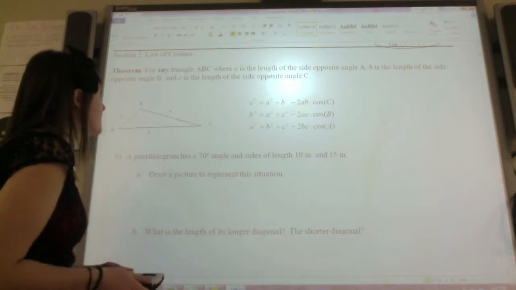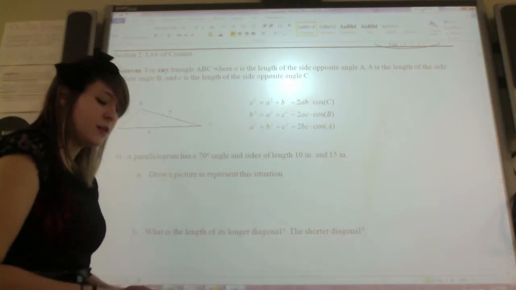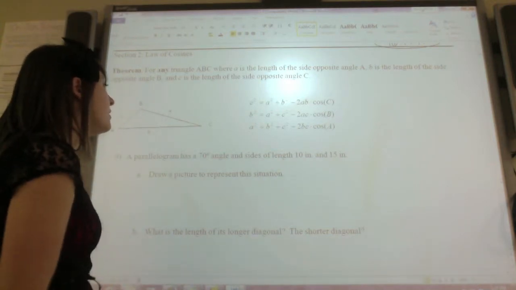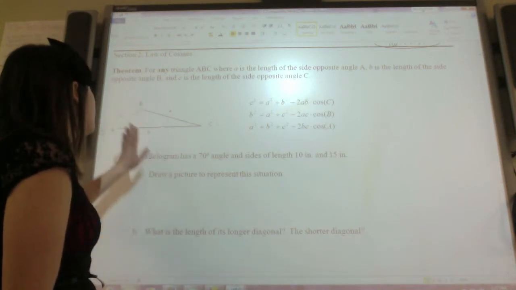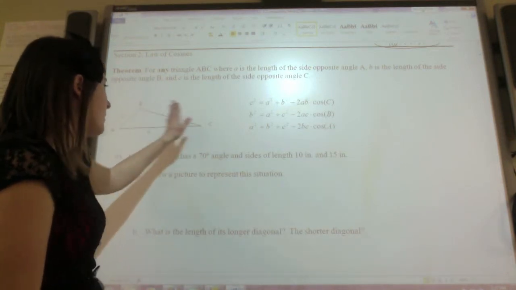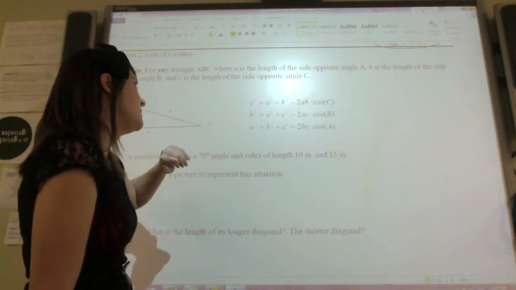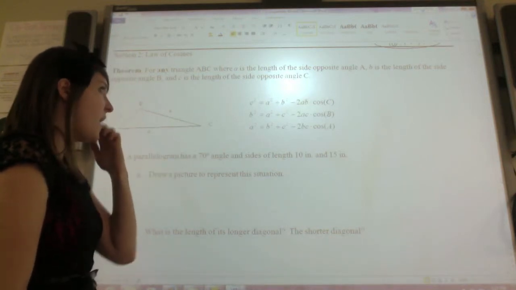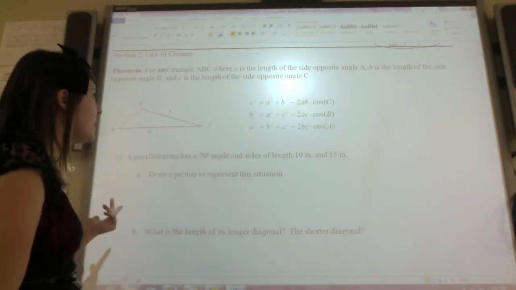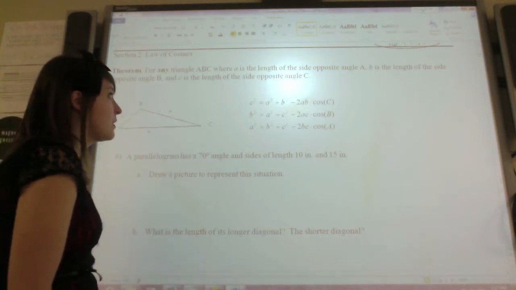So the law of sines, or the law of cosines, is something that we can use when we don't have a right triangle. There's no right angle. This is true for any triangle ABC, where a is the length of the side opposite angle A, b is the length of the side opposite angle B, and c is the length of the side opposite angle C.